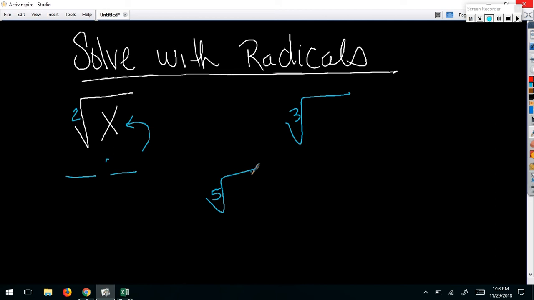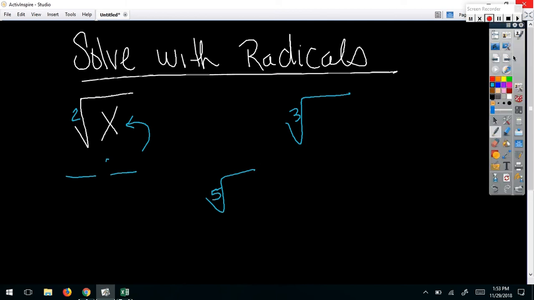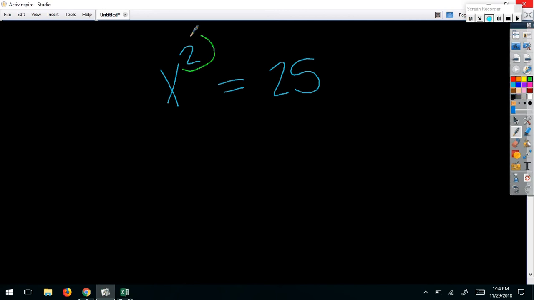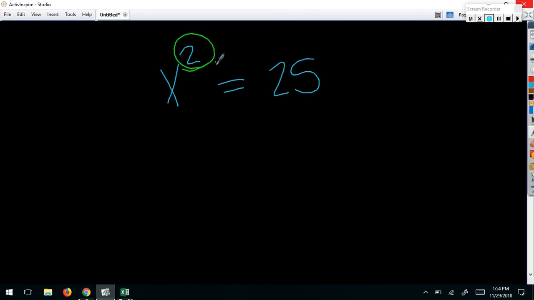So when I move into solving, if I have something like this, how do I solve that for x? In other words, how do I get rid of the exponent of 2? Square root. Yes. All right, so what I'm getting at is the opposite of square is square root. Right? That's what cancels it out.